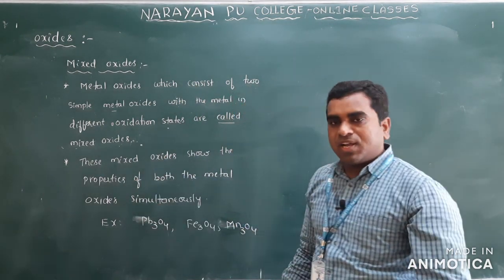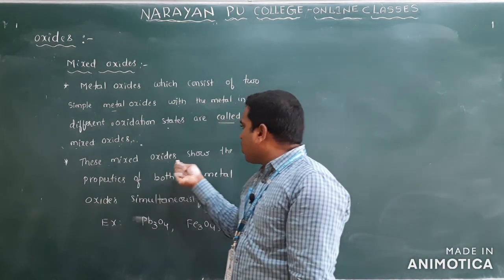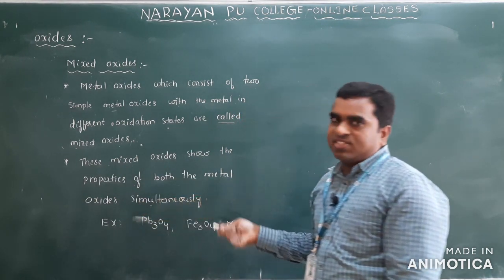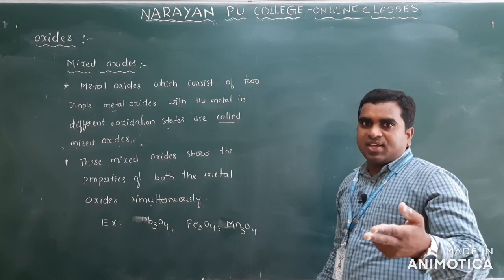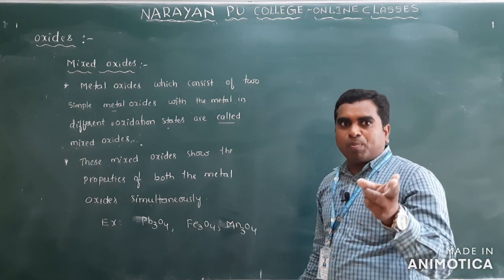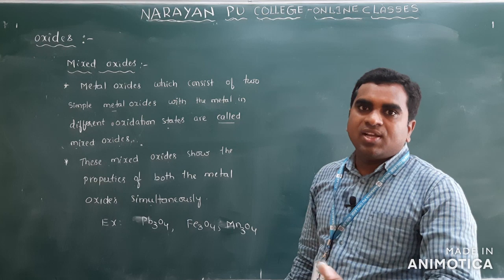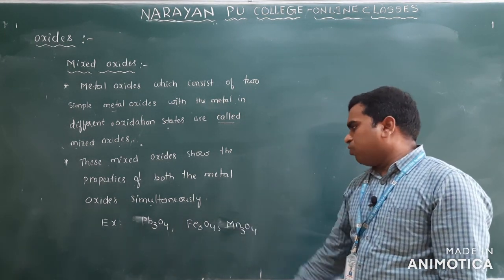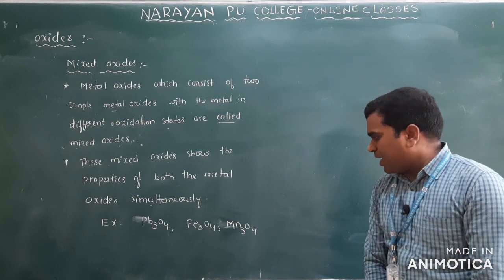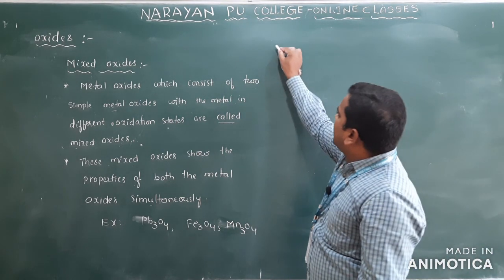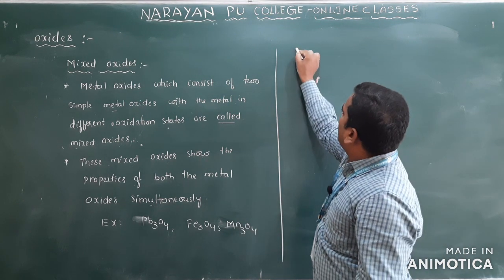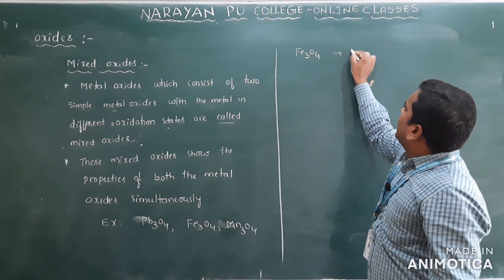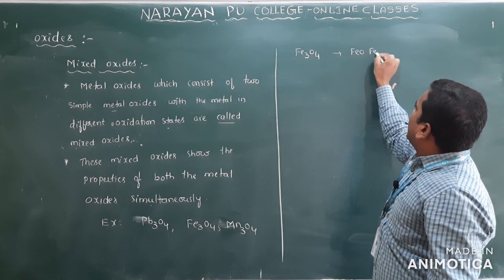I will give you the examples, then you can easily understand. These mixed oxides show the properties of both the metal oxides simultaneously. Two simple oxides are there, and the mixed oxide will show the property of the two simple oxides simultaneously. Very important examples are Pb3O4, Fe3O4 and Mn3O4. If I write here Fe3O4, it is FeO and Fe2O3.